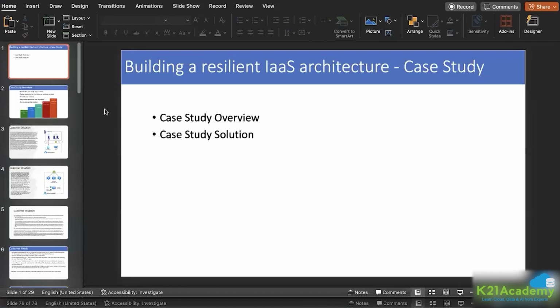So first we'll start with the case study overview, and then I'll take you through the case study solution as well. Now, this is the first case study. Of course, we did one more case study in an earlier session, but this is something where I will take you through an end-to-end case study solution, with the problem statement and all that.